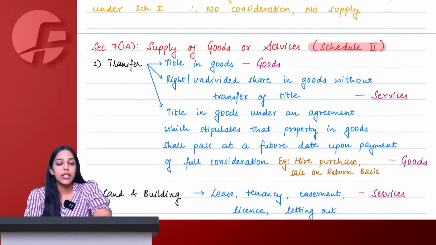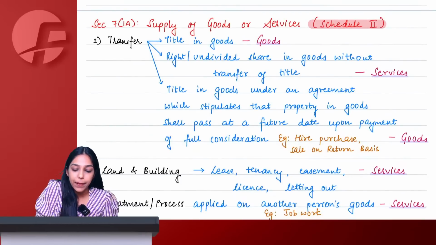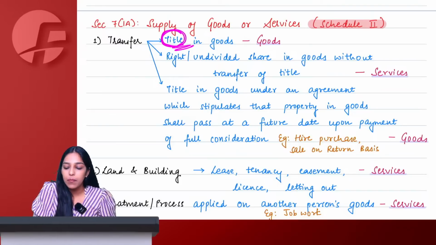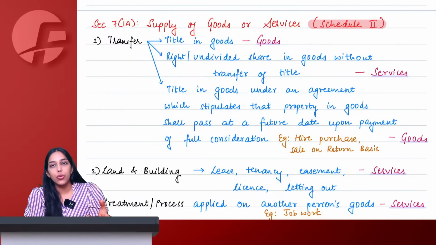Being CA, CMA students, it is extremely simple for you to understand what is goods and what is services. Let's say you are permanently transferring something. You are giving the title only to someone, then it is goods. But you are not giving title, you are simply giving the right to use.